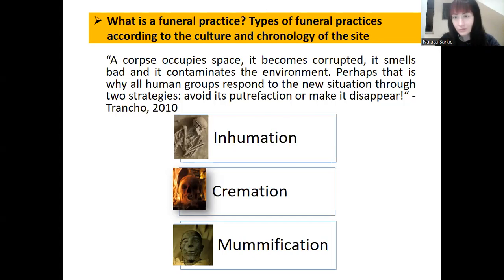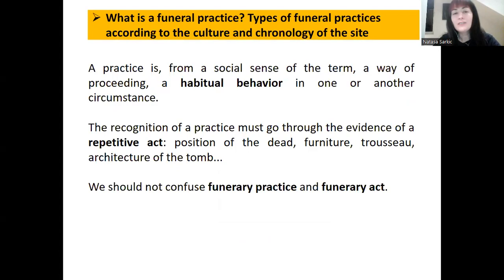And the practices, from a social sense of the term, are a way of proceeding, like a habitual behavior in one or another circumstance. So in order to say that there is a certain funeral practice in one group, it's important to have this repetitive act. We'll see examples very soon, but it has to be inside one community: the same position of death, the same kind of burial goods, the architecture of the tomb, and the way a certain population is doing something.